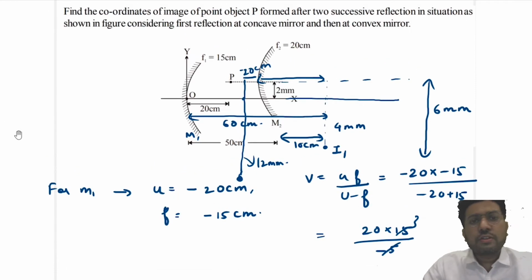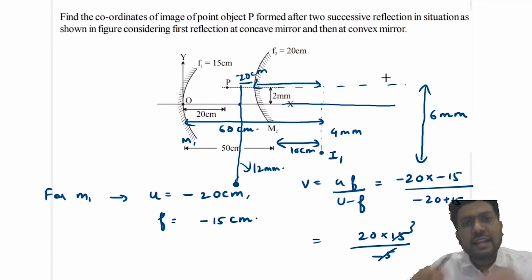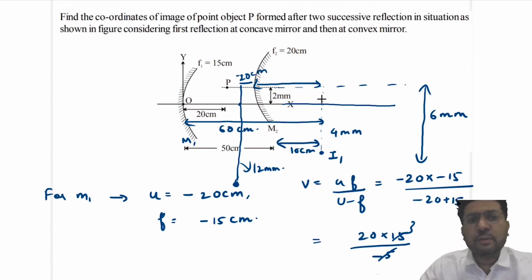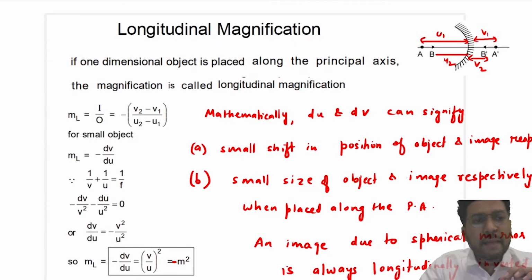Okay. So you have to be very careful about the position of the axis. For this mirror, axis is this line, so heights are measured from this line. But for this mirror, axis is this line, so the heights will be measured from this line. So if you are careful about this, then you will be able to solve the problem easily. Now they have asked the final image after 2 successive reflections, and we have done that. For the first reflection, this was the image, and this image acted as the object for the second reflection, and then this was the image. Right. Okay. Now let us look at the next thing, and that is longitudinal magnification.